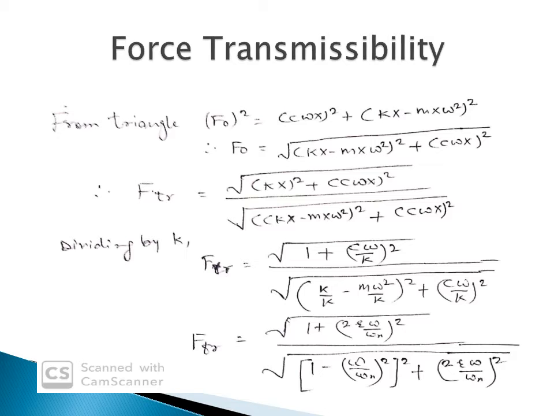Therefore, the transmissibility ratio, Tr or epsilon, or whatever we call it, is Ft, that is the vector sum of spring force and damping force, divided by F0. It is the square root of (kx) squared plus (c omega x) squared, over the square root of (kx minus m x omega squared) squared plus (c omega x) squared. Dividing both numerator and denominator by k, the transmissibility ratio can be written as the square root of 1 plus (2 zeta omega by omega n) squared, divided by the square root of (1 minus (omega by omega n) squared) squared plus (2 zeta omega by omega n) squared.